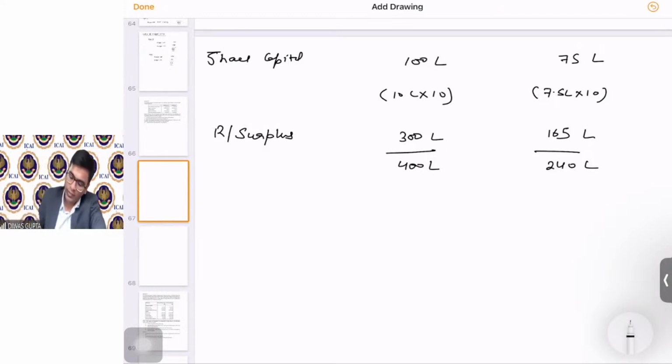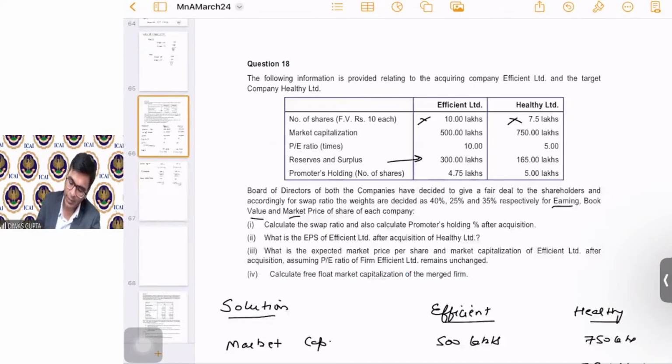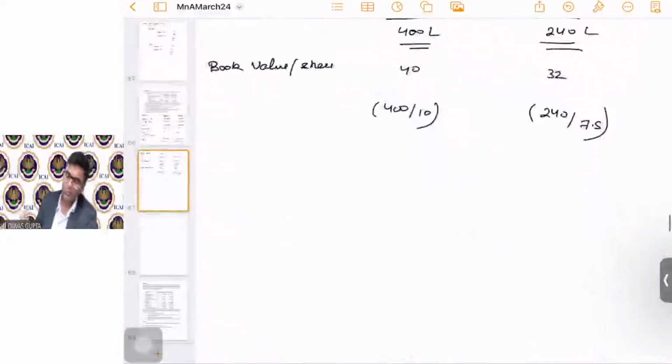Okay, students. Now we can calculate the book value per share. Book value per share is how much? If 400 is the total value, divide it by the total number of shares, 10 lakhs, so the book value becomes 40. And here 240 divided by 7.5 is 32. Now, all the three different values that are going to be used for the swap ratio have been estimated, students. Perfect. So can we calculate the swap ratio now? Yes.